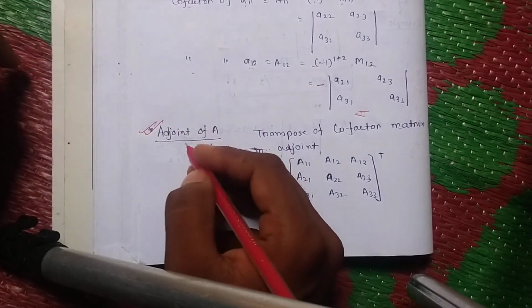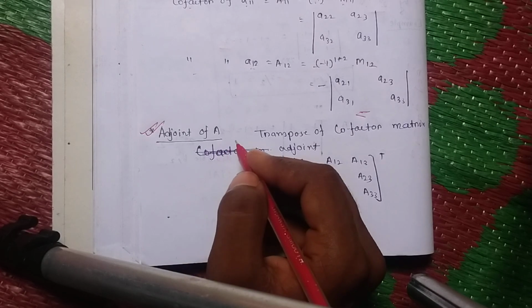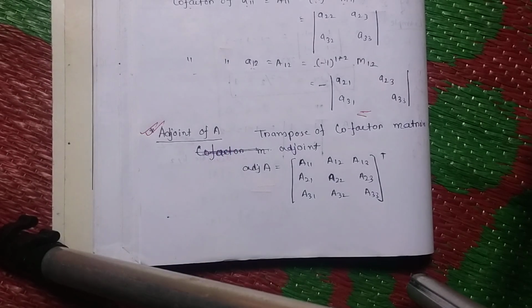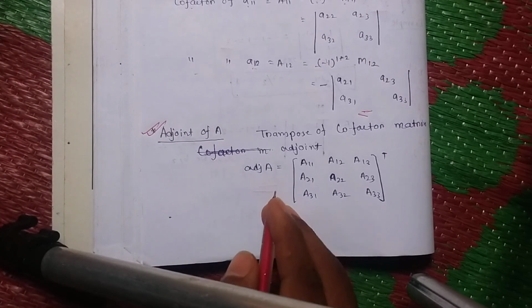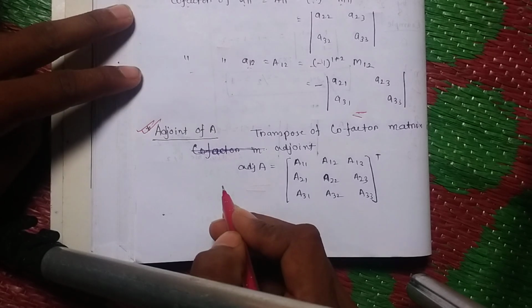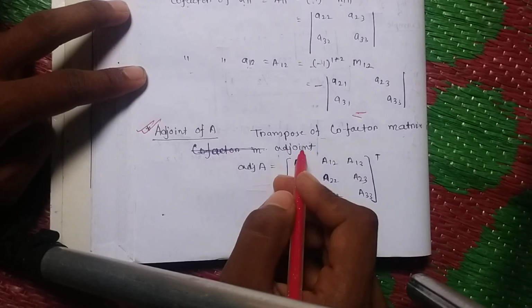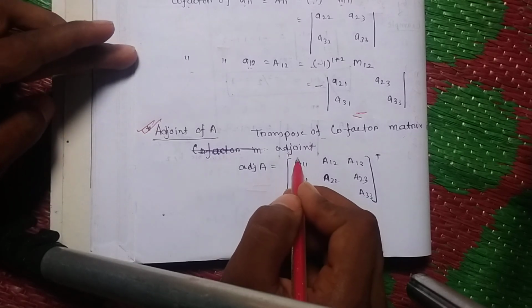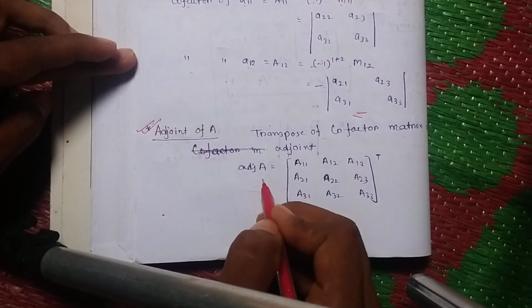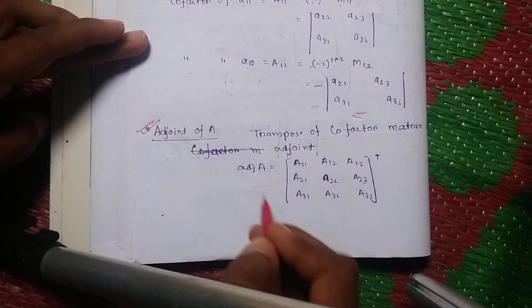Now next, very important, is the adjoint of a matrix. Most of the questions will be related to this adjoint of the matrix. What is the definition of adjoint? The transpose of the cofactor matrix is the adjoint. First of all, you have to find the cofactor matrix, then its transpose is called the adjoint.